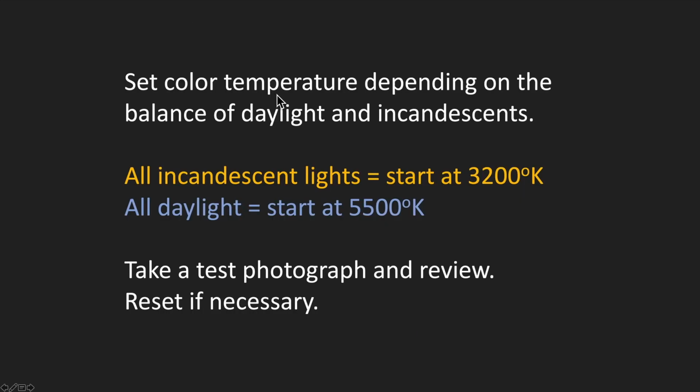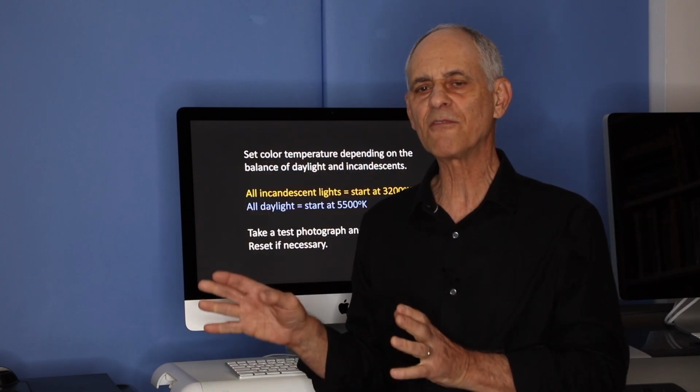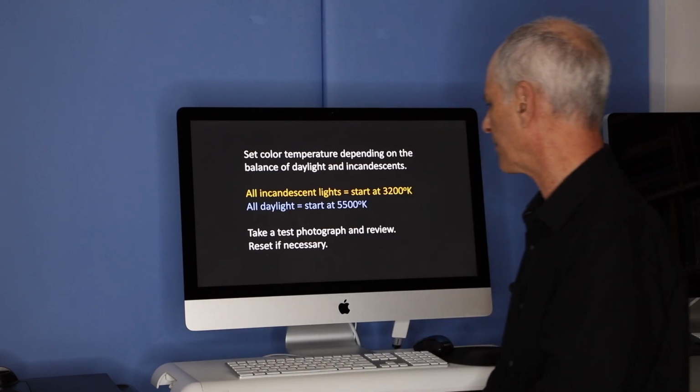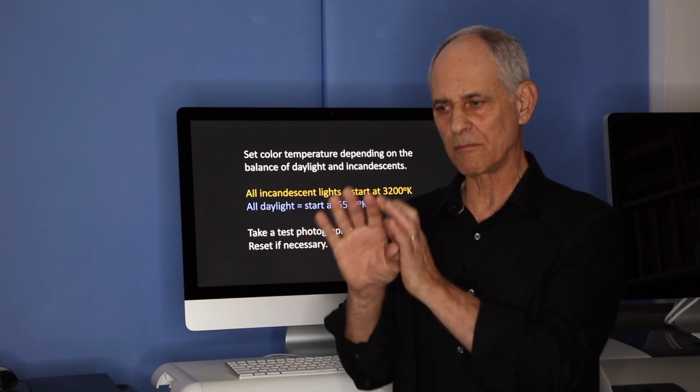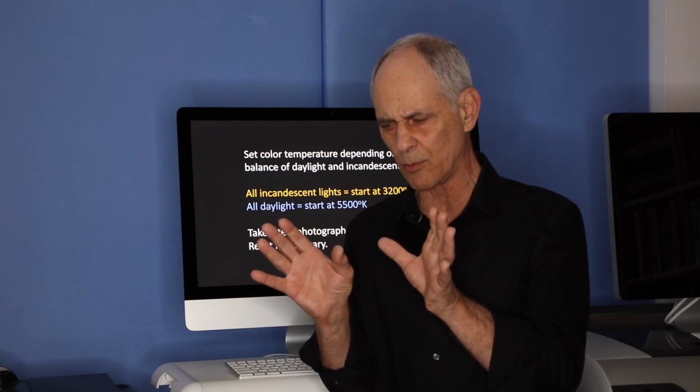So, set your color temperature depending on the balance between daylight coming in and the incandescent lights. If it's all incandescent, you'll probably start somewhere around 3200. If it's all daylight, probably 5500. I will tell you, for my own work, for interior photography, all daylight coming in, 5500 to me is still a little cool. I might set my color temperature up around 6000. Take a photograph, take one mid exposure, and then have a look at it and see what that's like.